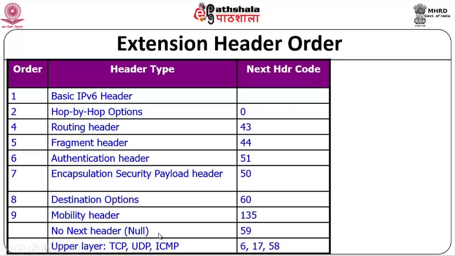Or if you had no next header, that would point to a value of null, and then your upper layer information will be specified in this. So this will be the last one. If none of the options are specified, your basic IPv6 header will be pointing to this upper layer, as we saw in that example. So that is basically what you have.